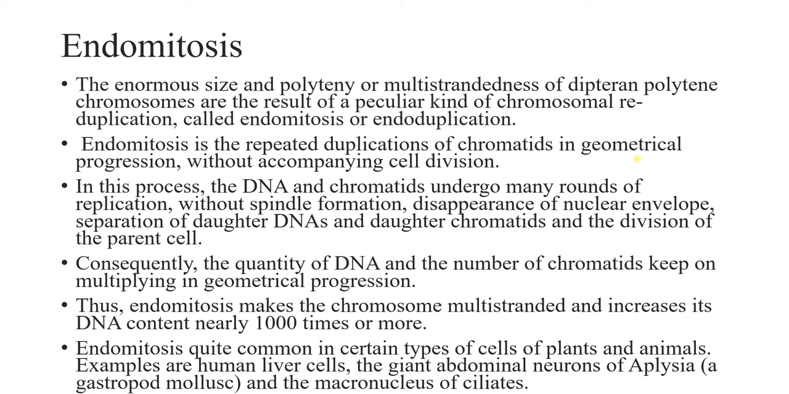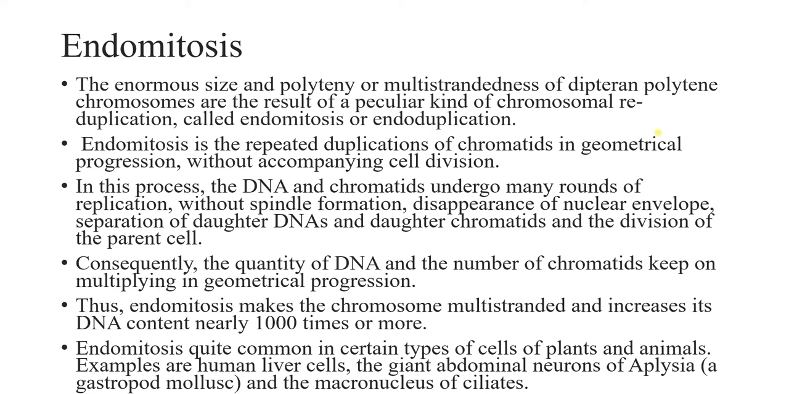In this process, the DNA and chromatids undergo many rounds of replication without spindle formation, disappearance of the nuclear envelope, separation of daughter DNAs and daughter chromatids, and the division of the parent cells. Consequently, the quantity of DNA and the number of chromatids keep on multiplying in geometrical progression. Thus, endomitosis makes the chromosome multi-stranded and increases its DNA content nearly 1000 times or more.